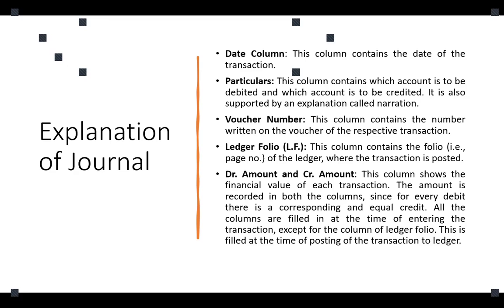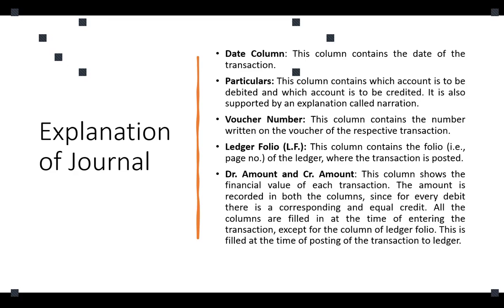It means in a journal book you will find the ledger page number, and in the ledger you will find the journal page number. So this is vice versa; we call it the ledger folio and the journal folio. Debit amount and credit amount: this column shows the financial value of each transaction. The amount is recorded in both the columns since for every debit there is a corresponding credit. All the columns are filled in at the time of entering the transactions, except for the column of ledger folio. This is filled at the time of posting the transactions.